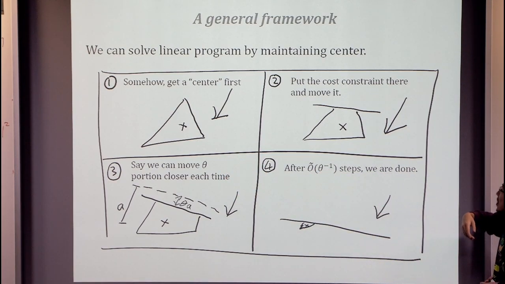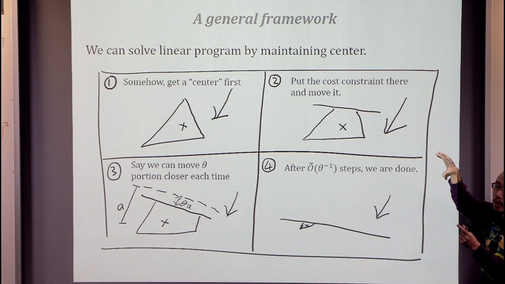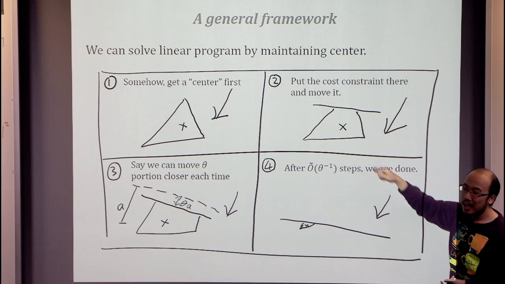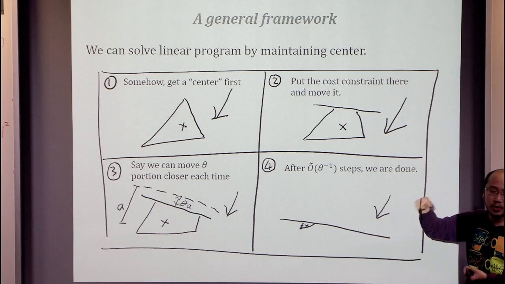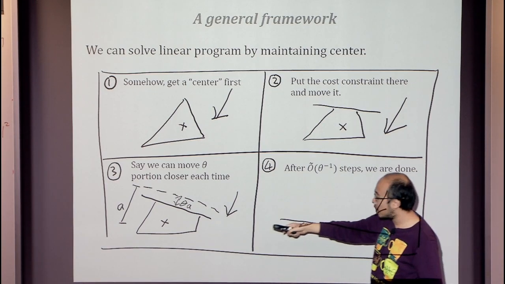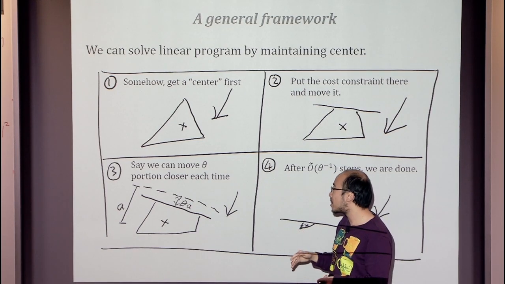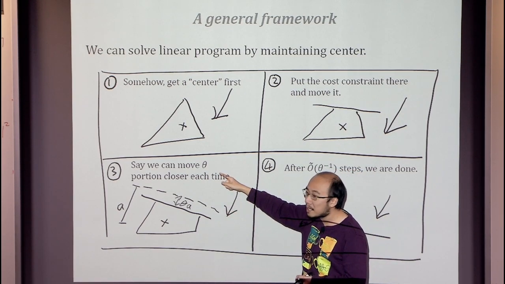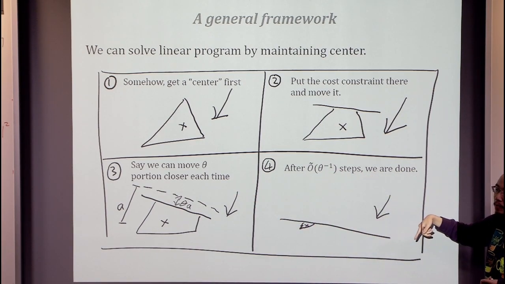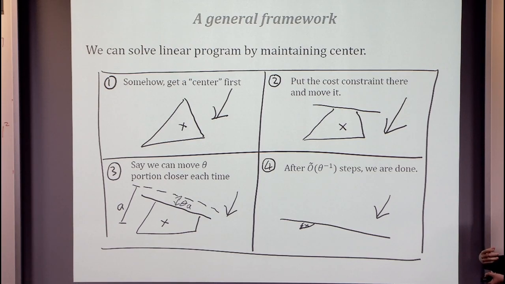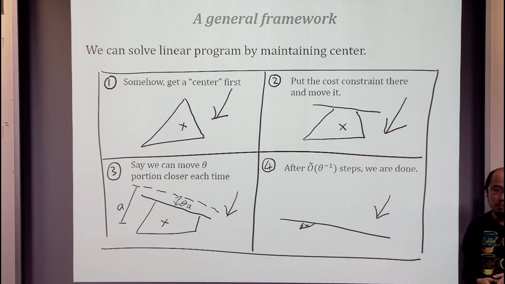Then in each iteration, you first put the constraint there. When you put the constraint there, you change the polytope, so you need to update the center. In each iteration, you want to move the constraint closer to the optimal point, and at each step you need to maintain the center. Say if in each iteration you can move the constraint by a theta portion, then after 1 over theta iterations, you solve the LP. So the whole problem is how we can define a center such that we can move the constraint as much as possible.